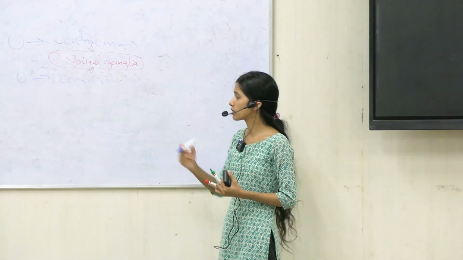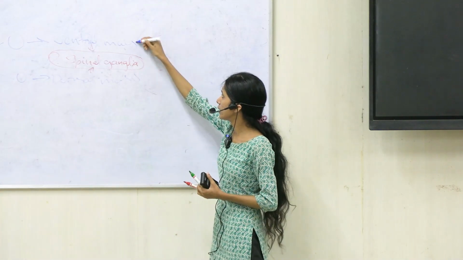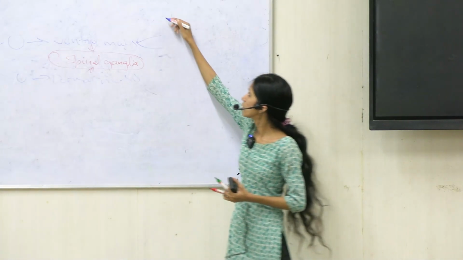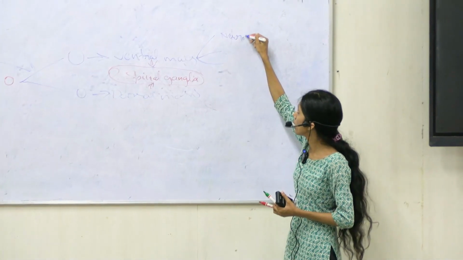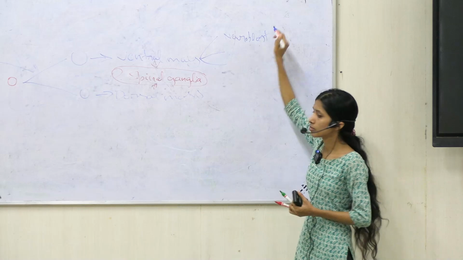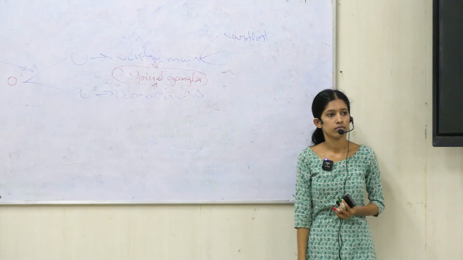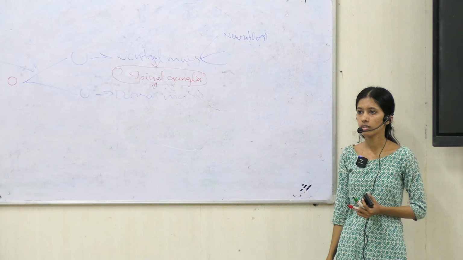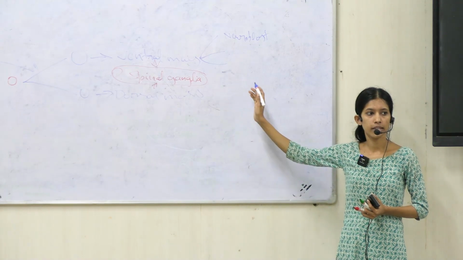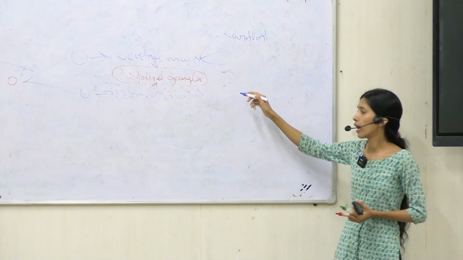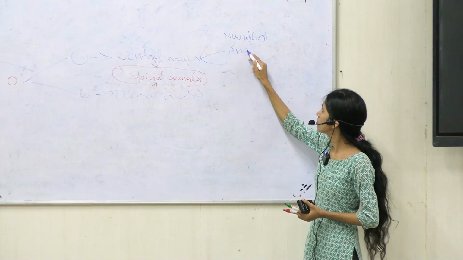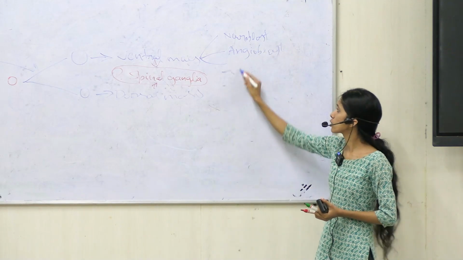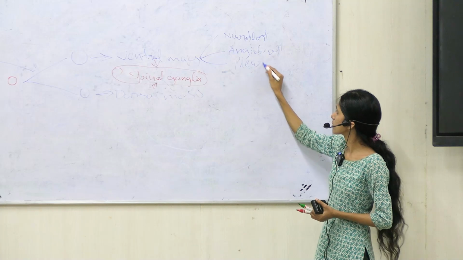The ventral mass will give rise to three different types of cells. They are neuroblast, then what are the other cells you see here? And angioblast. Next, pluripotent cells.